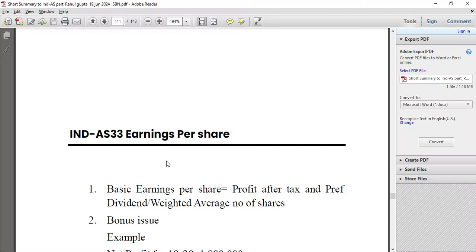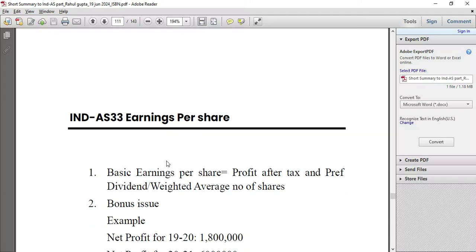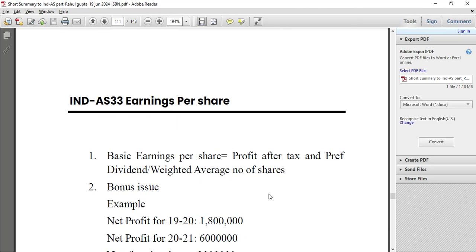Today we'll discuss India's 33 earnings per share. What is earnings per share? Basic earnings per share is profit after tax and preference dividend divided by the weighted average number of shares.